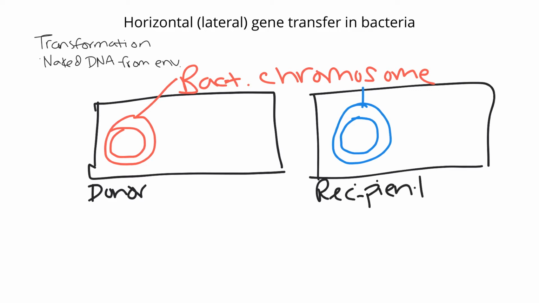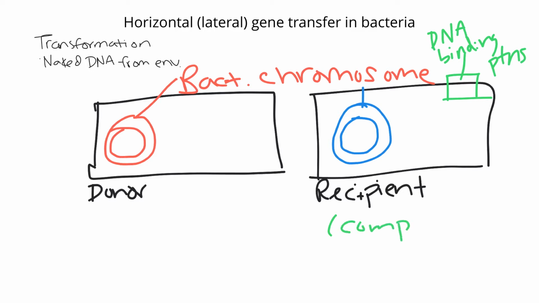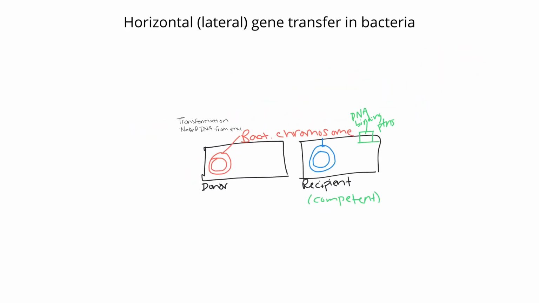There's no real reason that this is the donor, but the recipient does have to be what we're going to call competent, so it has to have certain proteins on its cell membrane through its cell wall, and we can call those DNA binding proteins, so it's just going to have those. Right there, and that's what we call competent, meaning that it's going to be able to take up the DNA that's released by the other bacteria. So there's our starting scenario.